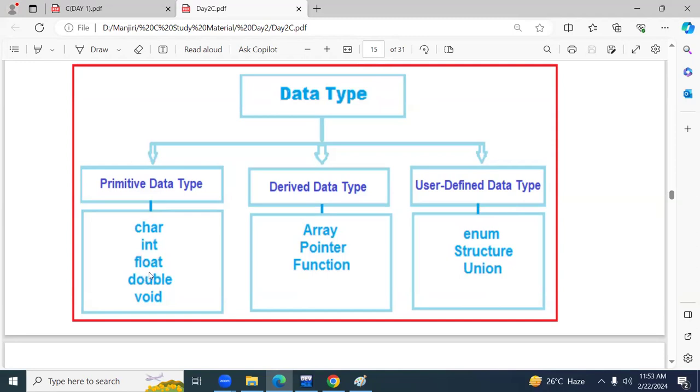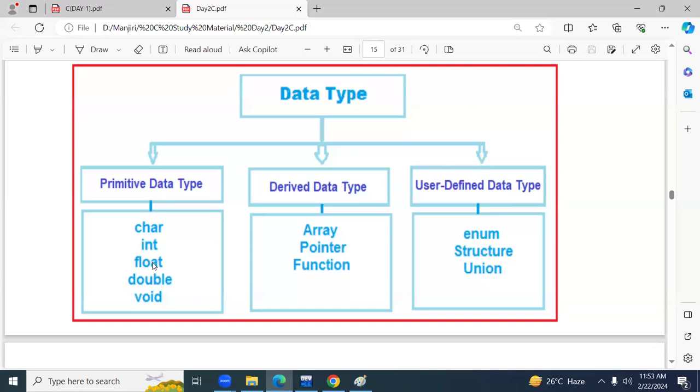Okay, and double, suppose you want a big scientific number and if there are lots of decimal digits after the point, suppose 10.56789110, ये बड़ा अगर number है, if there is a big number, for storing that big number there is a double. And that void I'm just keeping right now, I'm not using that one.